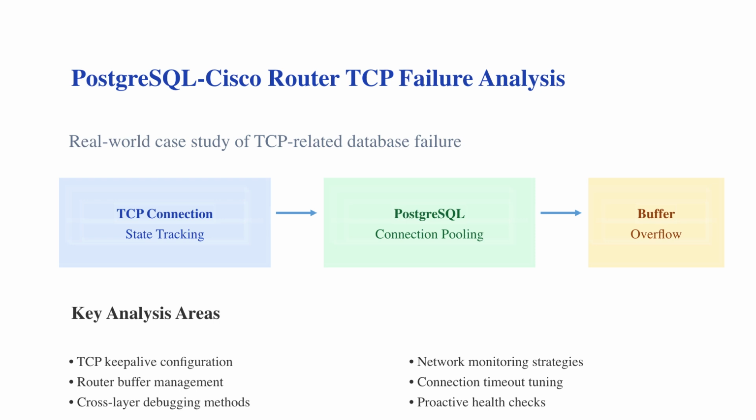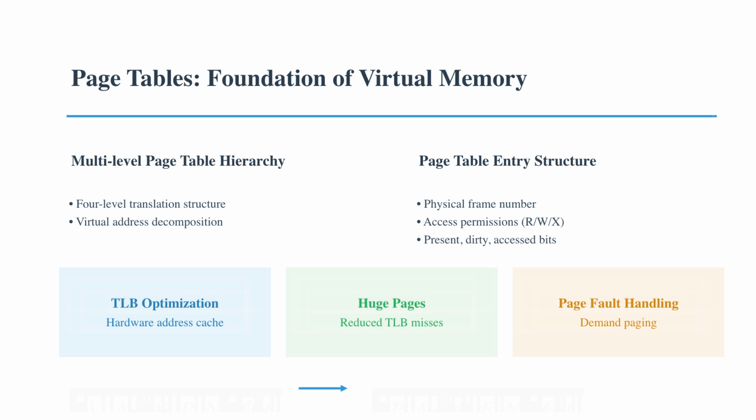Routers don't just forward packets, they maintain stateful information about active connections, and this state tracking can become a bottleneck under high load conditions. On the application side, PostgreSQL's connection pooling mechanism was configured to maintain persistent connections, expecting TCP keep-alive messages to maintain these long-lived database sessions.